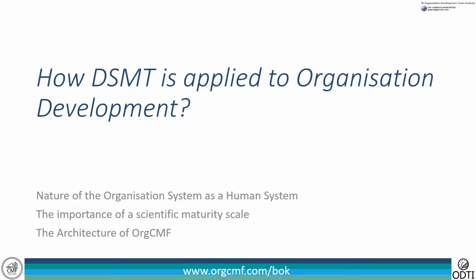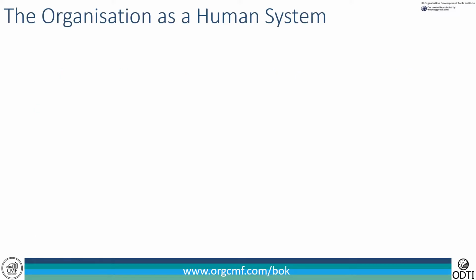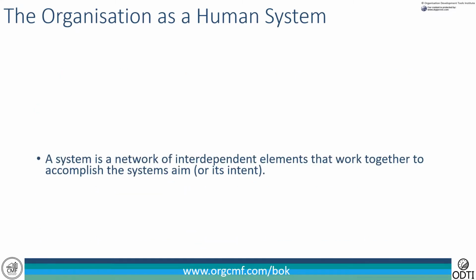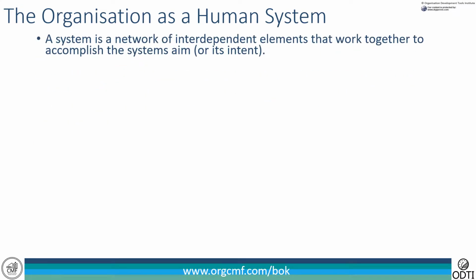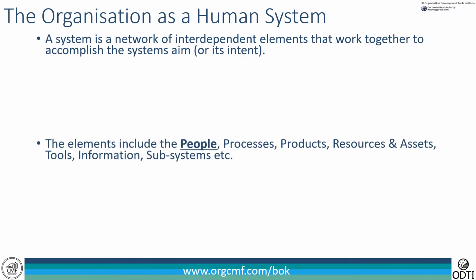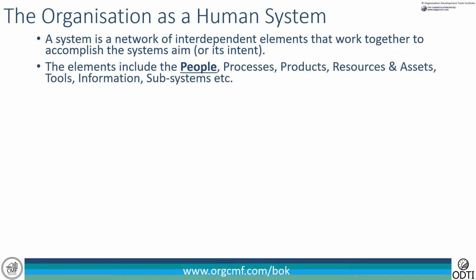First up, let's recap on systems theory and how dynamic systems maturity theory is applied to organization change, transformation, and improvement. We now look at the organization as a human system. A system is a network of interdependent elements that work together to accomplish the overall system aim. The elements bring together the relevant components, such as people, processes, and assets, as examples.